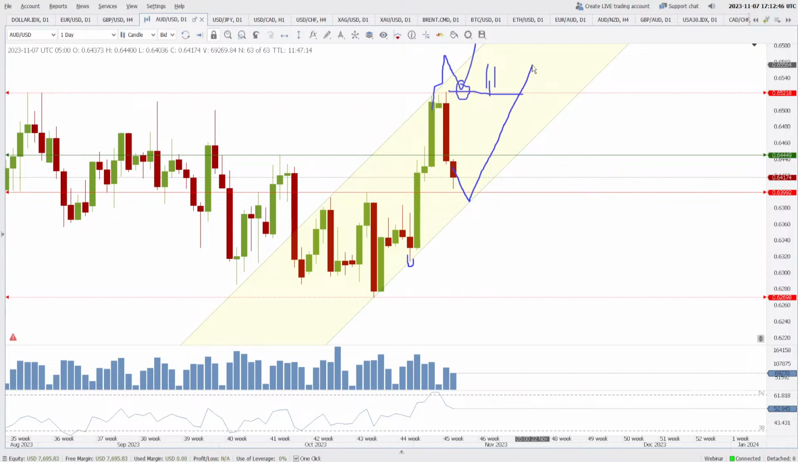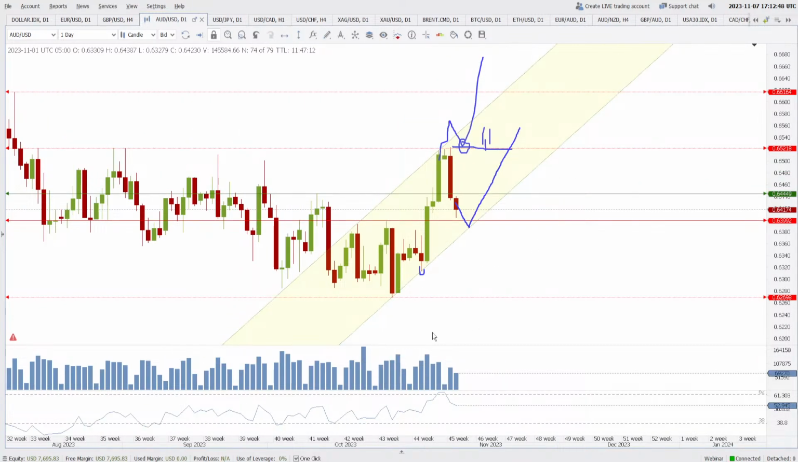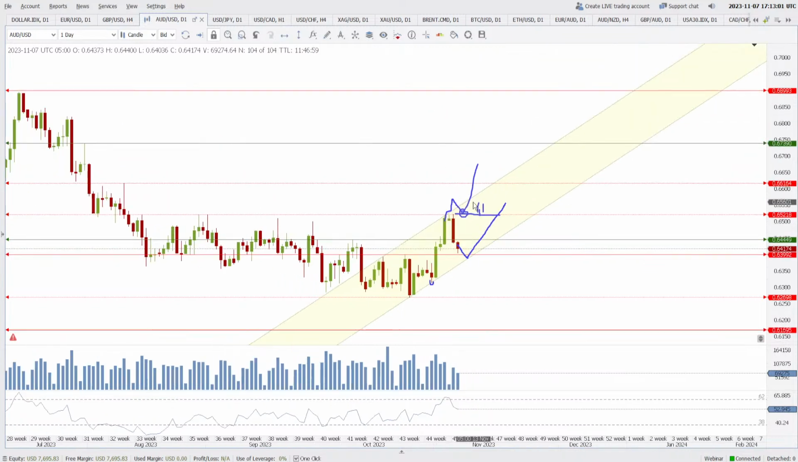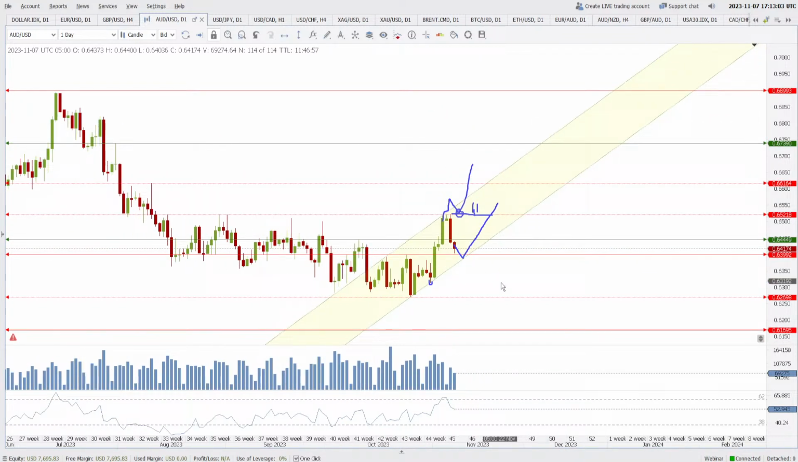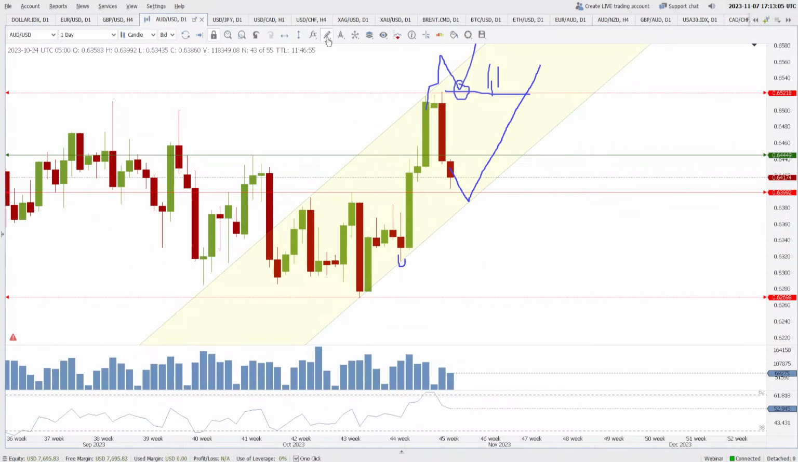You may expect something like this because the volume when the price was going up was huge. In this time I am expecting even more volume than the previous time, and this area is expected to act as a good support because there are two reasons. One is this horizontal level, second is this channel.